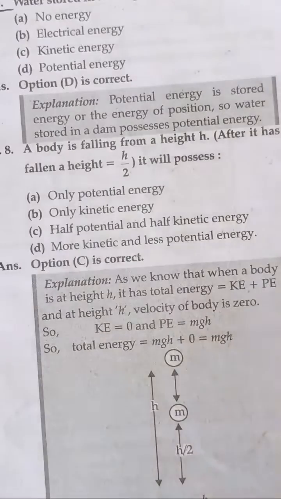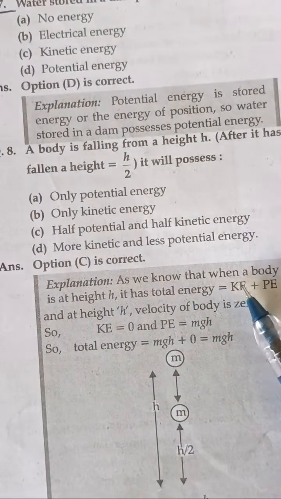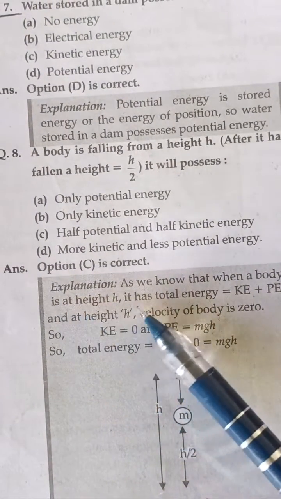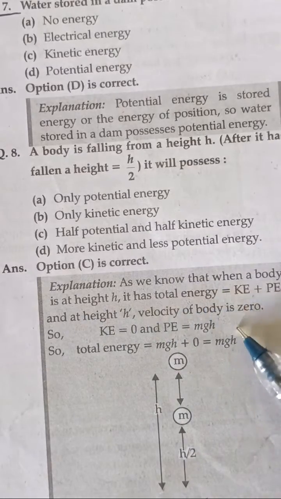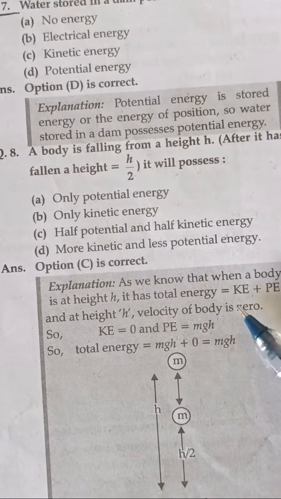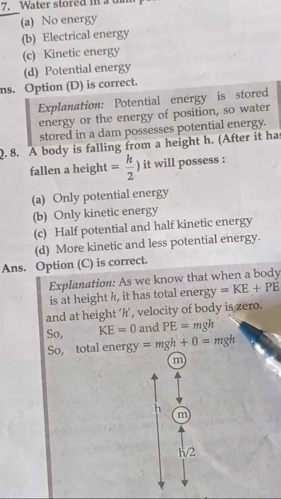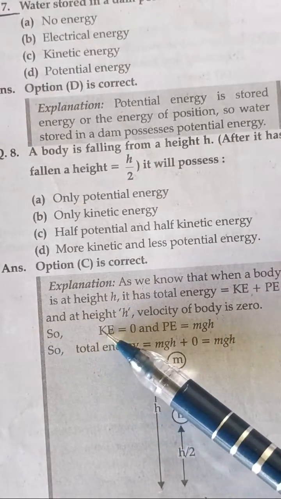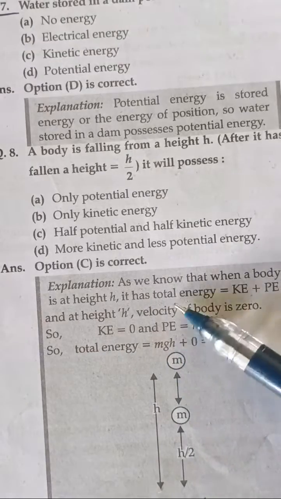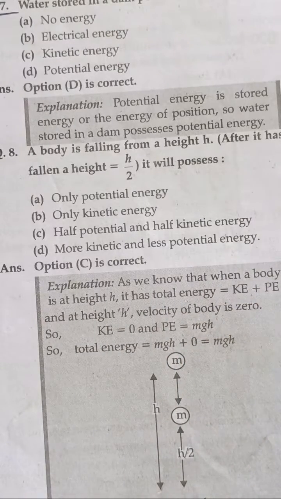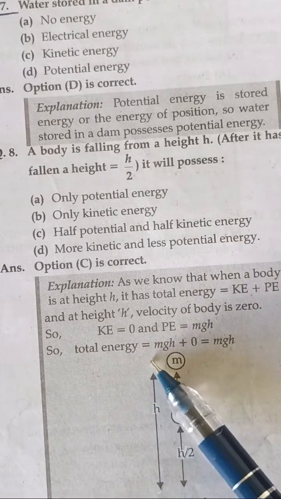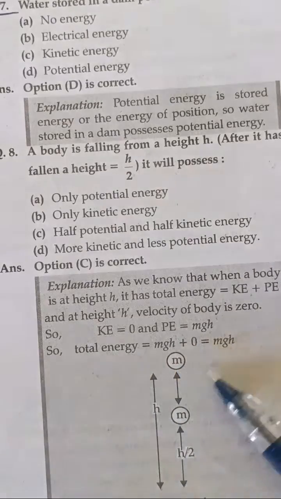Explanation is, as we know that when a body is at height h, it has total energy equal to KE plus PE, means kinetic energy plus potential energy, at height h. Velocity of body is 0, so kinetic energy equals 0 and potential energy is mgh. So total energy equals mgh plus 0 equals mgh.